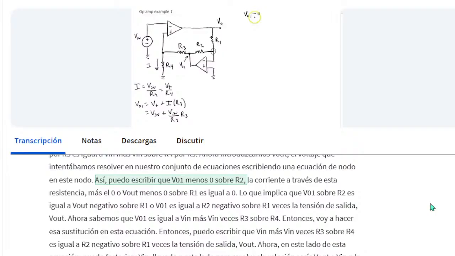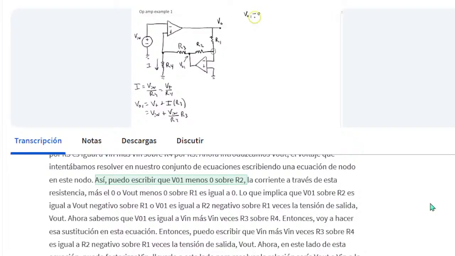Now, we know that V01 is equal to Vn plus Vn times R3 over R4, so I'm going to make that substitution into this equation. So I can write that Vn plus Vn times R3 over R4 is equal to negative R2 over R1 times the output voltage V out. Now, on this side of this equation, I can factor Vn out, bring it to this side, to solve for the ratio of V out to Vn, or the gain of the circuit. So I can write that V out over Vn is equal to negative R1 over R2 times 1 plus R3 over R4.